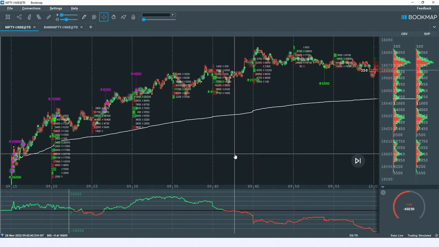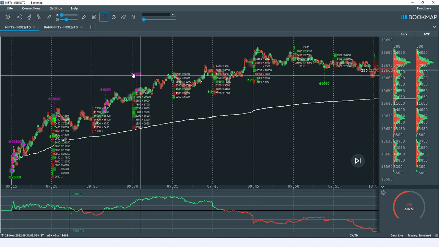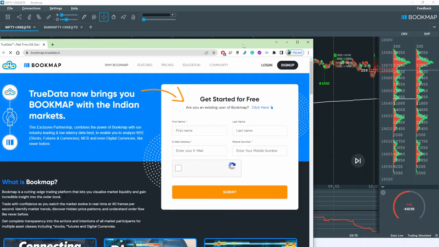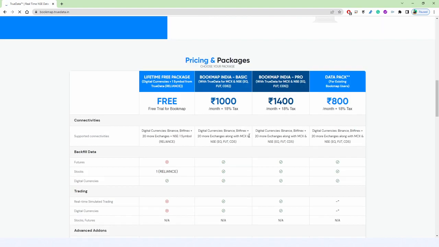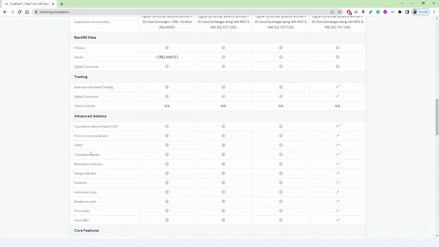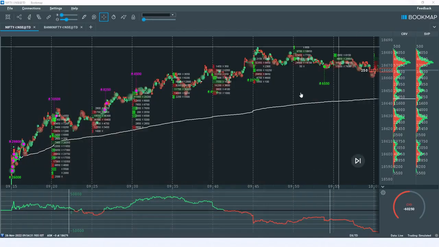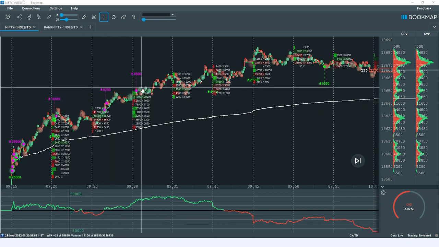There are so many ways by which we can look into the entry and exit triggers. Today I'll be explaining the footprint charts along with the combination of the absorption indicator. So these footprint charts were recently introduced. If you look at the overall Bookmap India Pro version, the footprint charts were recently introduced in the Indian market. Last session I also discussed the footprint chart. Today I'm going to discuss the combo of the absorption indicator and the footprint chart indicator.